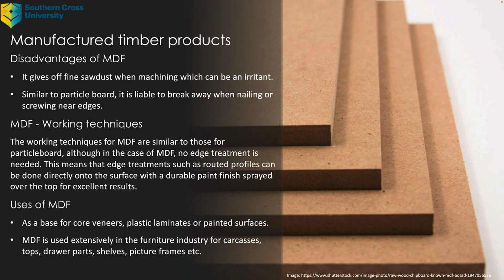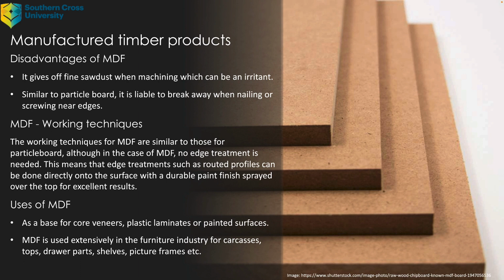There are some disadvantages. It gives off fine sawdust when machining, which can be an irritant. Similar to particle board, it is liable to break away when nailing or screwing near edges. So the working techniques are similar to those for particle board, although in the case of MDF, no edge treatment is needed. This means that edge treatments such as routed profiles can be done directly onto the surface with a durable paint finish sprayed over the top for excellent results.